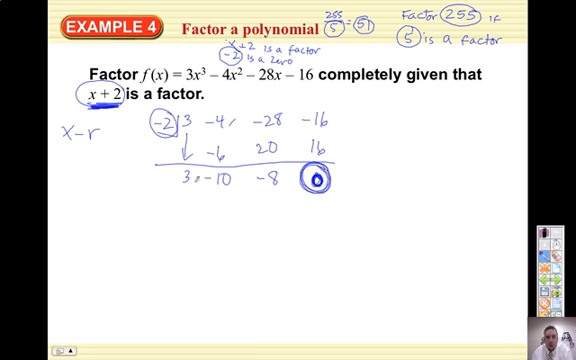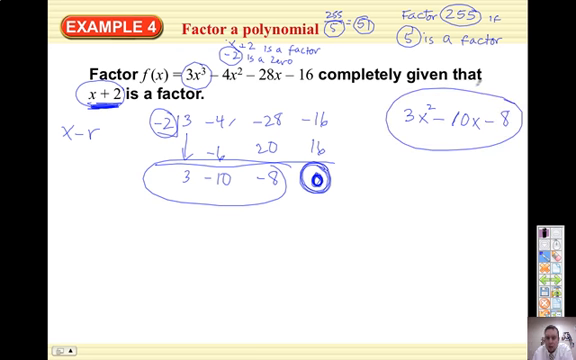Okay? So look what's left over though. What does this actually mean? 3, negative 10, and 8. That means 3x to the what power? Well, this was x cubed, so take it 1 down. 3x squared. Then just go in order. Minus 10 x's, and then minus 8. And that is the other factor.